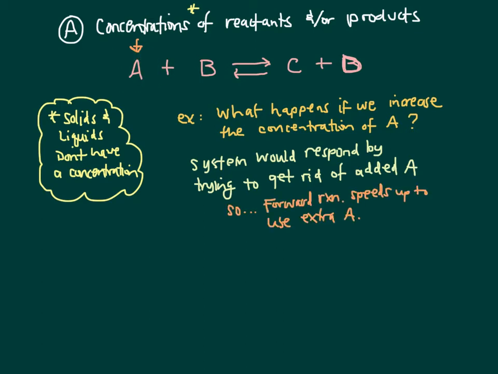What we call that, or how we phrase that, is we say that the reaction is going to shift to the right. So equilibrium is going to shift to the right. What that means is, of course, the forward reaction speeds up. So if it's shifting to the right, what's going to happen to our concentrations of all the other things in our system? Well, you would find that the concentration of B is going to decrease because it's being combined with A to form C and D.